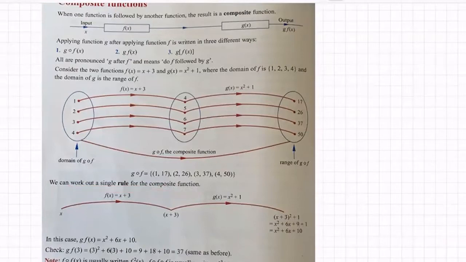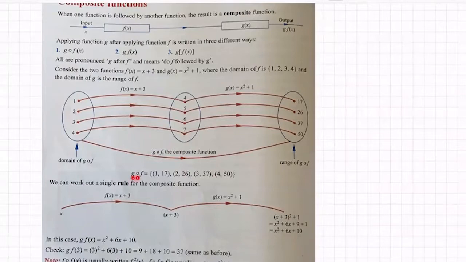Okay, so we're going to have a look at this example in theory. We have f of x being x plus 3 and g of x then being x squared plus 1. Our domain, which is our set of inputs, is 1, 2, 3, 4. Okay, and that's what we're going to feed into g after f. Okay, so one way it gets taught is that you combine these two functions into a single rule.